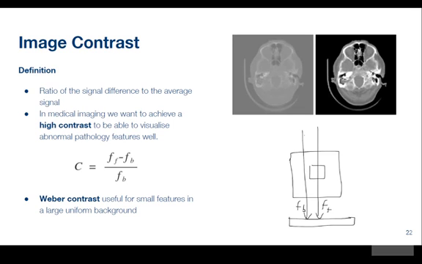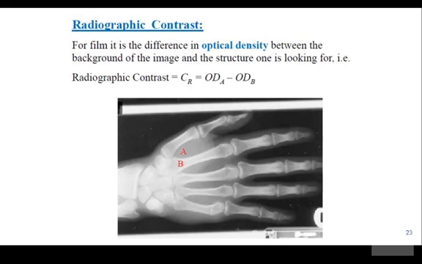So this actual definition of contrast, because there is another definition, is useful when we have quite small features in a large uniform background. Okay, so medical images are good examples of that.